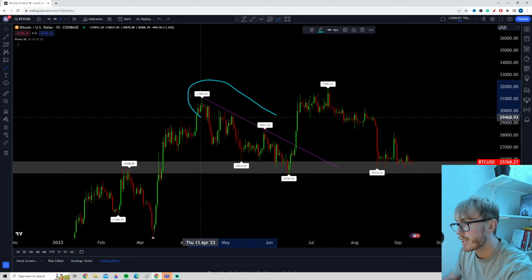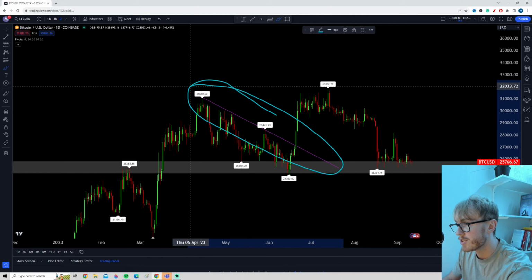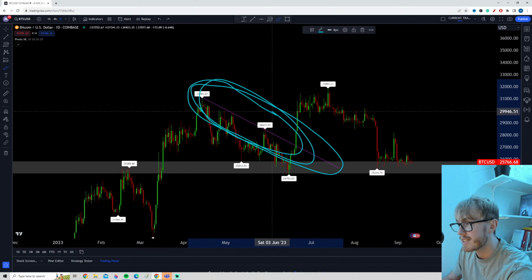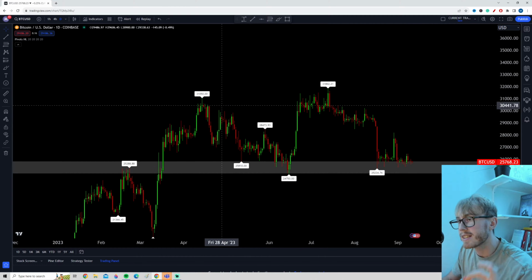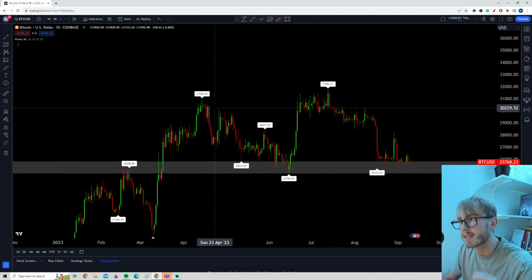And guys, you are in luck because you don't have to do this yourself, because we do have yet another indicator that uses pivot points to find these significant trend lines in the market.